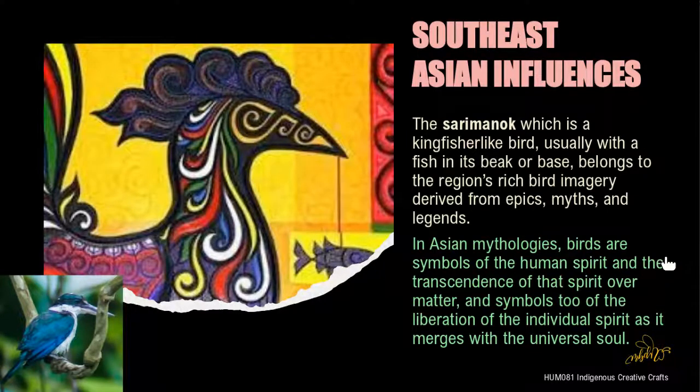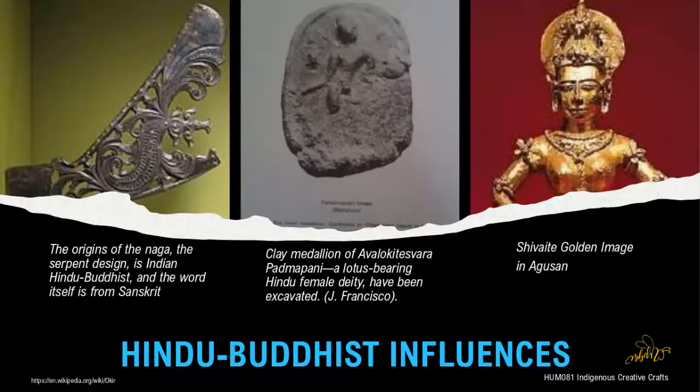And then we have the Hindu-Buddhist influences. In the Hindu-Buddhist influences, we can see, already mentioned earlier, you have the Naga, the serpent design, ayan, and the serpent, we have this here. And in fact, the word Naga itself came from Sanskrit. And then we have the clay medallion of Avalokitesvara, Padmapani, a lotus-bearing Hindu female deity that has been excavated.